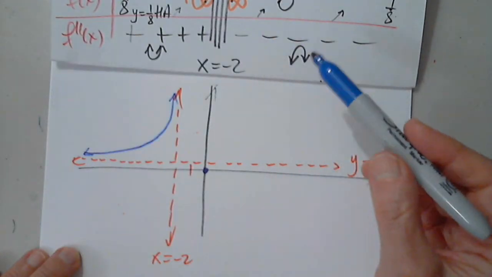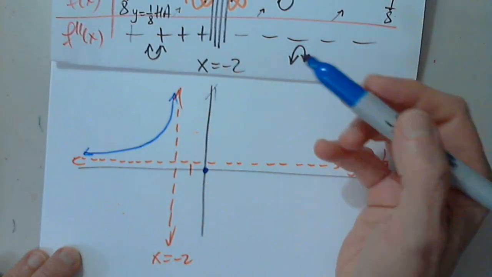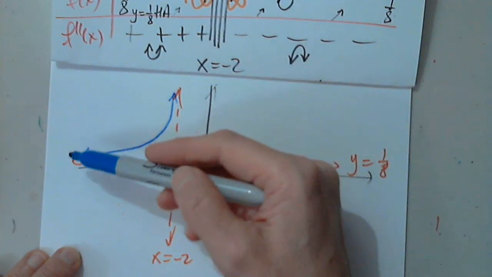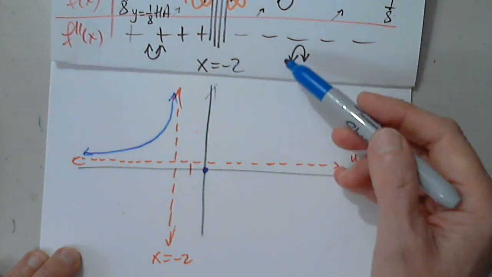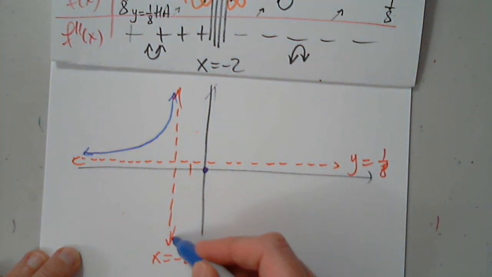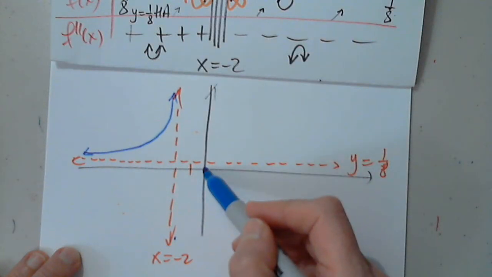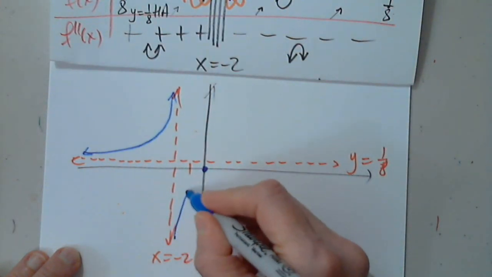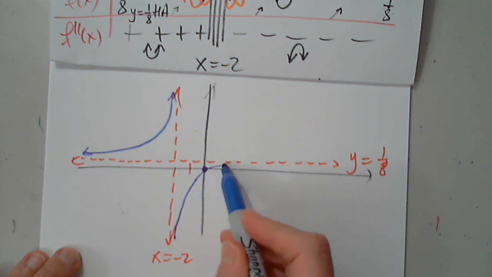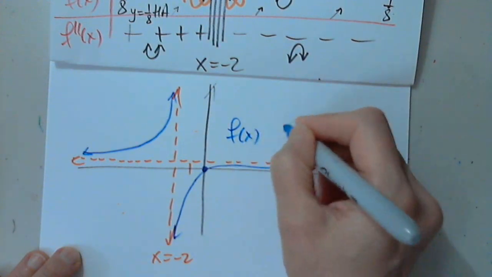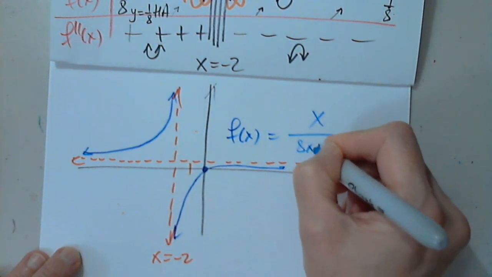On this side, there is only one point. It's always increasing, of course, but this time opening downward. Always increasing, opening downward, coming from negative infinity, crossing at the origin, and increasing to 1/8. Okay, that's easy. So this is the function x over 8x plus 16.